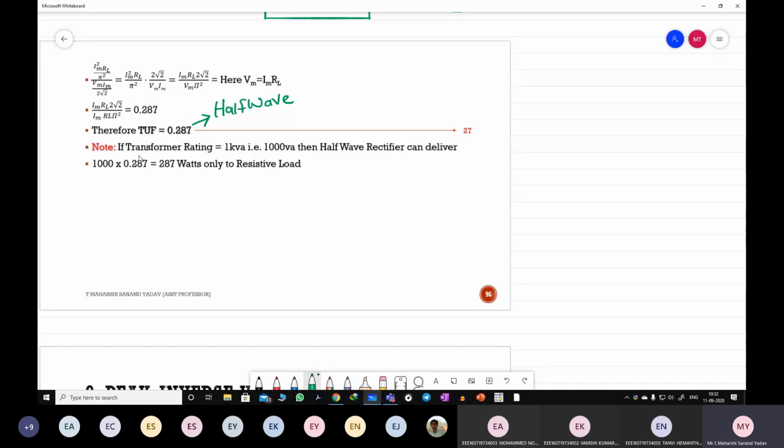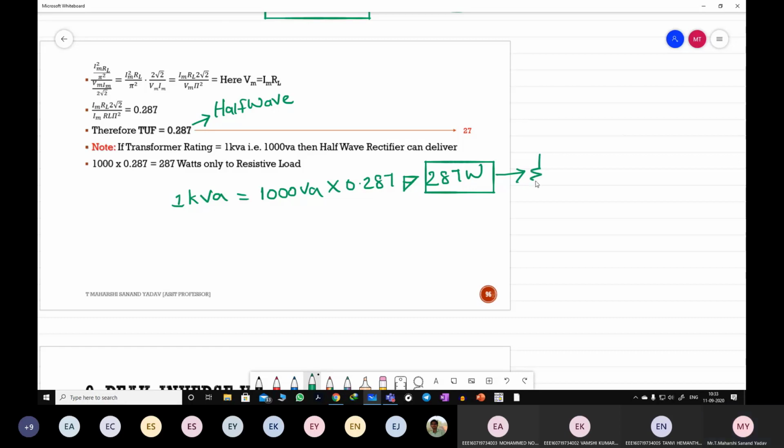See, suppose I've told you something called rating of the transformer. So for example, if the power rating of the transformer is 1 kilovolt ampere, kilo is nothing but 1000, so 1000 volt ampere. So the maximum power that it can deliver is 0.287 of this. So you simply multiply: 1000 into 0.287, which will be 287 watt. This is the amount of power that is being delivered to load RL in case of half wave rectifier. Clear?